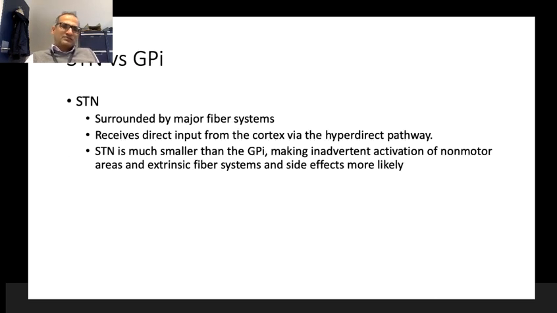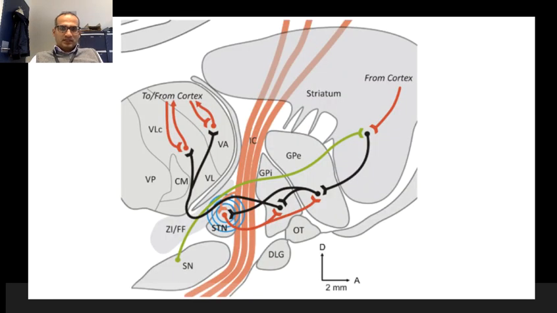And then it talks about STN versus GPi, and what's the main difference between them in terms of how they work, or what the theories are. So they give this picture where they show us that GPi is a larger structure as compared to STN. That's one thing. The second thing is STN is surrounded by a lot of other structures: the thalamus, the substantia nigra, and the internal capsule.